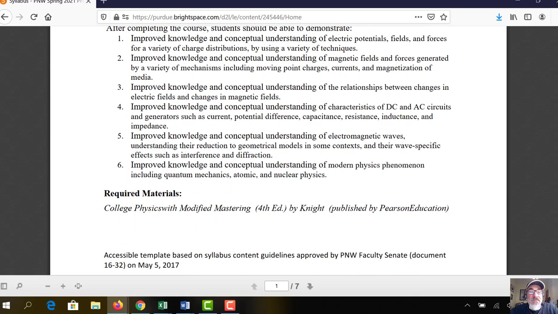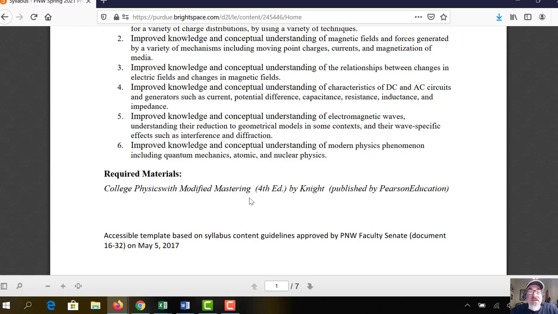So required materials, College Physics with Modified Mastering, 4th edition by Knight. So if you had me the previous semester, you probably already have the code for this. So I recommend using the e-text and the homework package. And I'll show you in just a minute what I think is the least expensive way to do this. You might already have the code from last semester. Maybe you purchased the code at a bookstore, something like that. Hopefully you haven't opened it yet, because I think I've got a lesser expensive way to proceed with that. Anyway, this is what we'll be using.